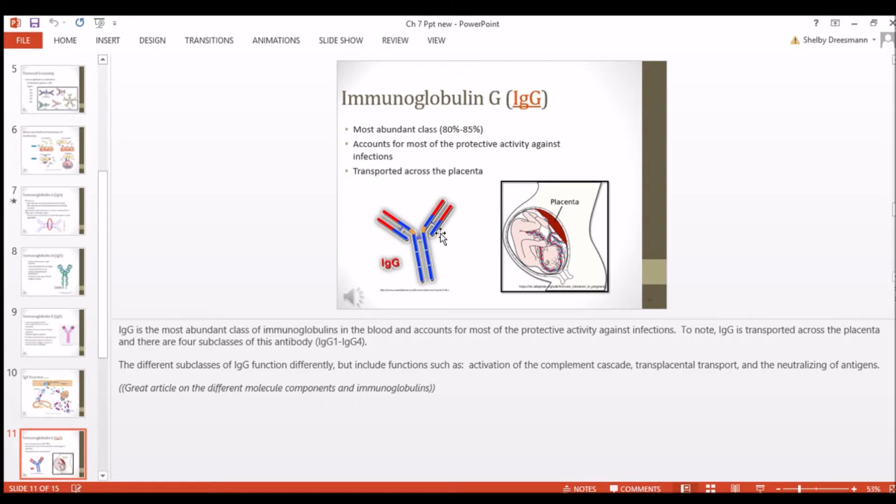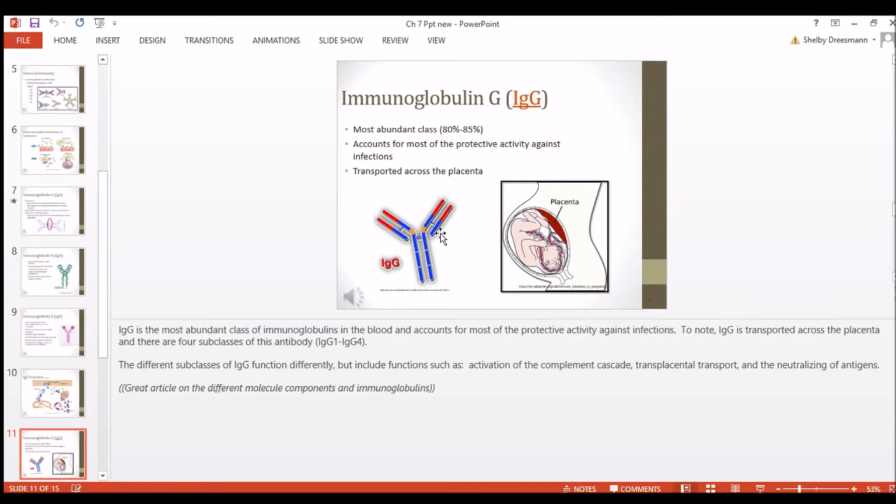IgG is the most abundant. I like to think of IgG like IG great, it's the greatest one, or IG growth because it's what's used when growing a baby. So this one can pass the placenta to ensure health in our baby. It can activate a complement cascade. It's transplacental. It's a neutralizing antibody.